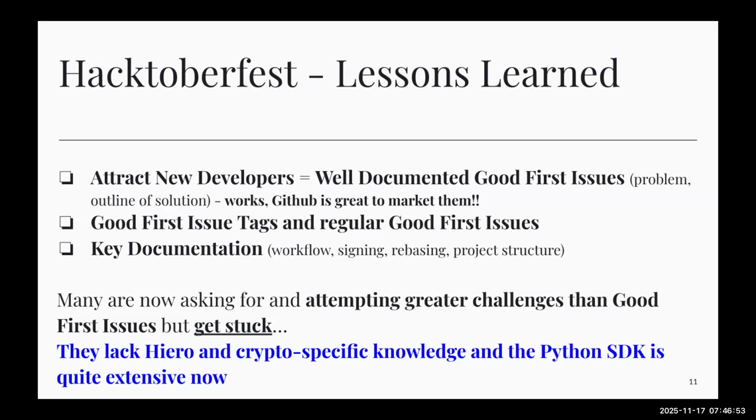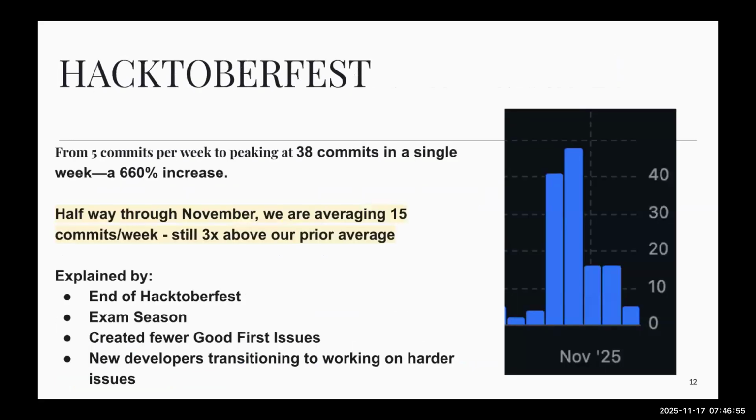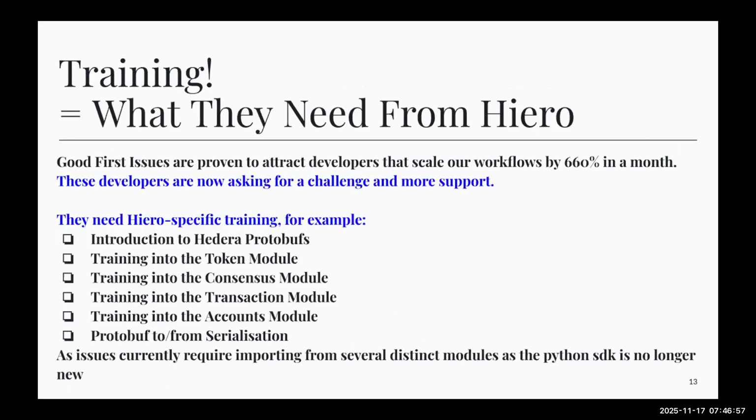For example, there's a lot of Hiero specific knowledge that developers have to acquire. You need to know about the token module, the consensus module, transactions, accounts. For example, if you're trying to create an example script for token mint, you're going to be pulling in lots and lots of different modules, different files, and you will need to understand them.